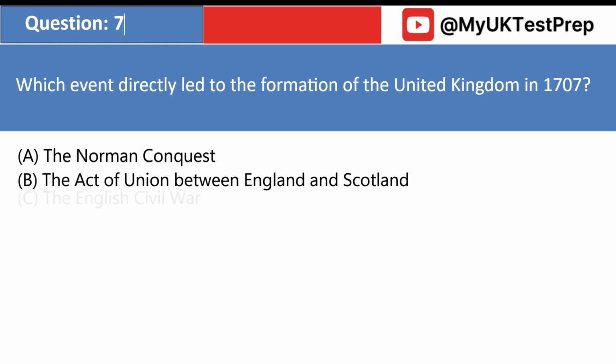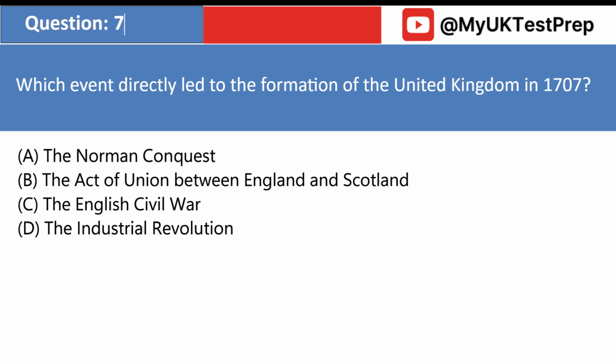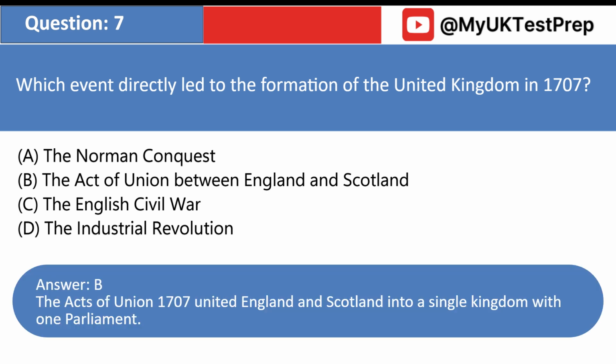Which event directly led to the formation of the United Kingdom in 1707? A. The Norman Conquest. B. The Act of Union between England and Scotland. C. The English Civil War. D. The Industrial Revolution. Answer: B. The Acts of Union 1707 united England and Scotland into a single kingdom with one parliament.